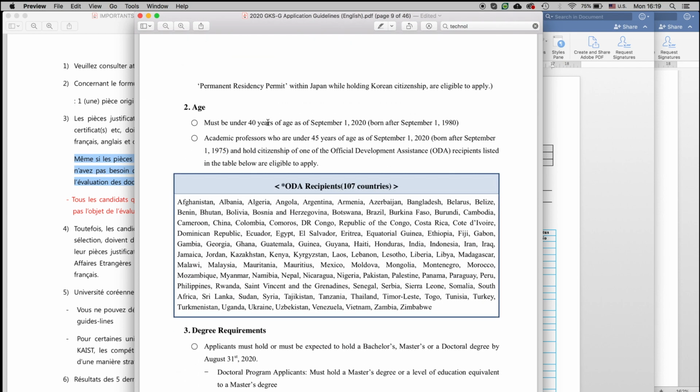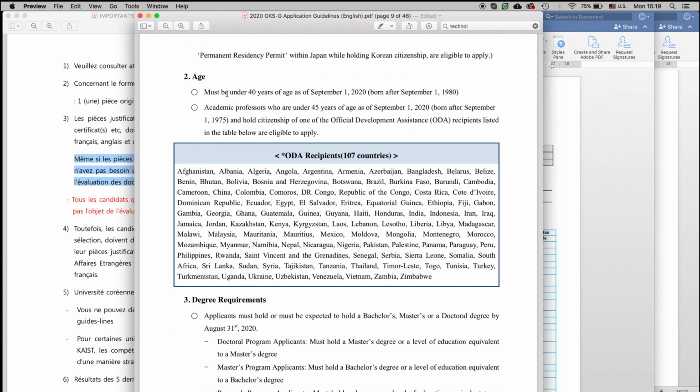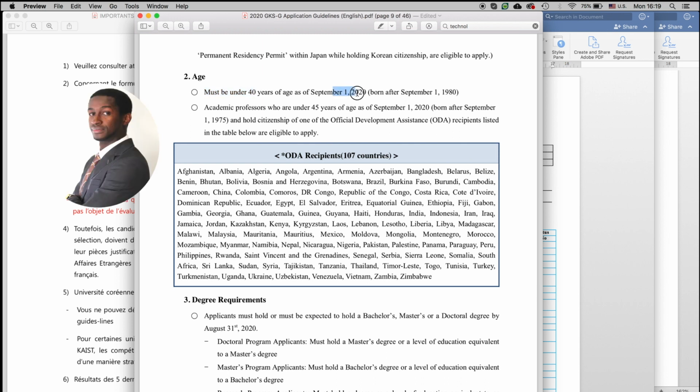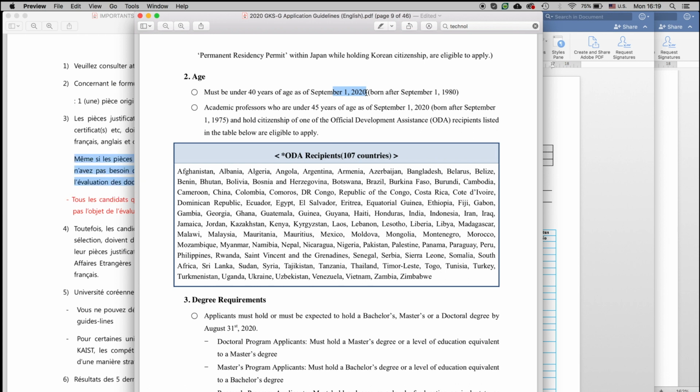And then next is the age. You must be under 40 years old, as of September 2020 for this year. So if you are 38 years old, you can do it. If you are 39 and you work for a company and you want to go to Korea to learn, it's still possible even if you are a worker. So this one is not just open for students. If you are a young worker, a young employee, and you want to go abroad to study again, you are really welcome to apply, but you have to be under 40 years old.